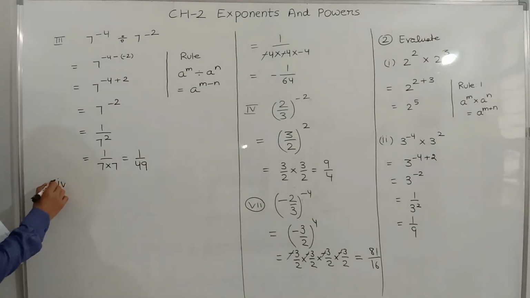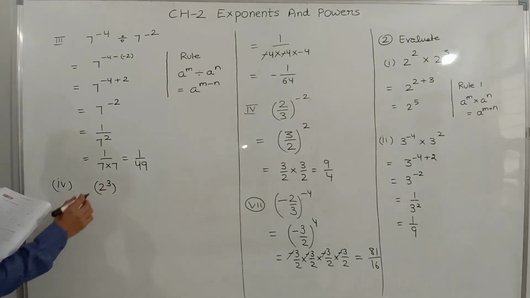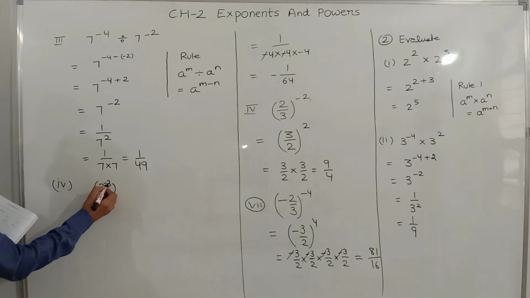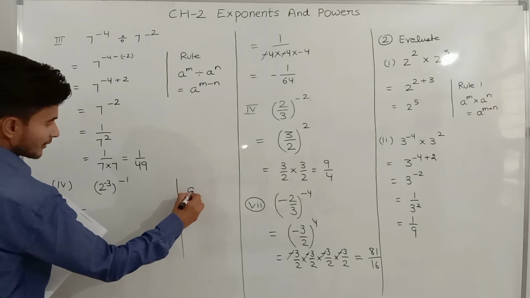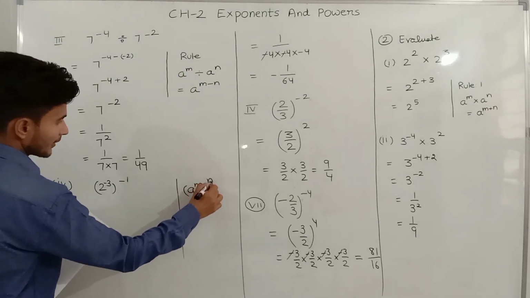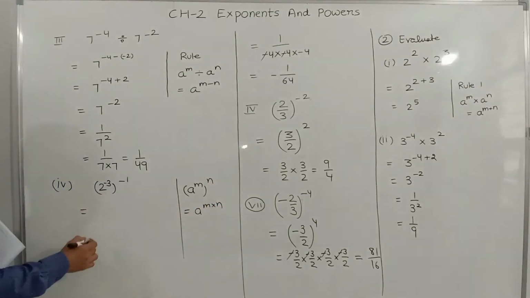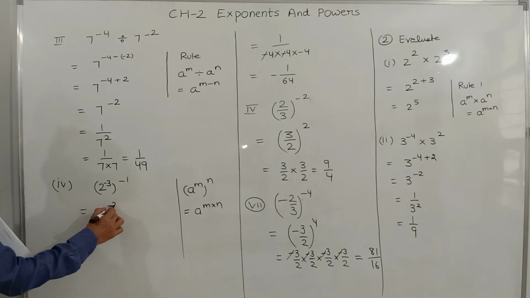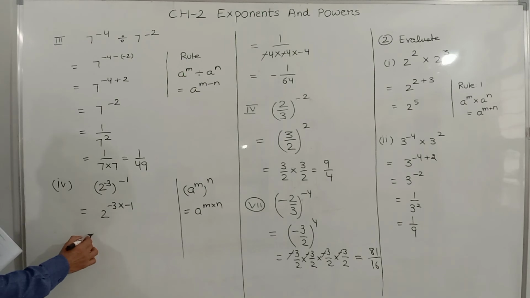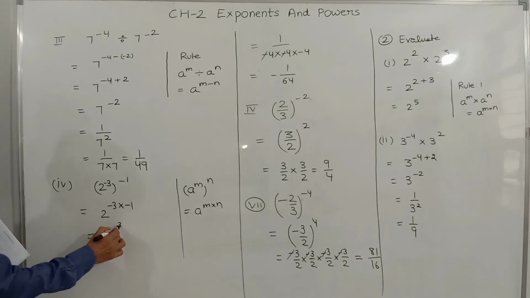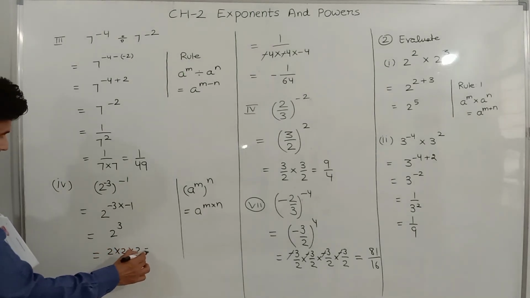Fourth part, that is 2 power minus 3 whole power minus 1. Which rule do you have to apply here? This one: if you are having a power m whole power n, then powers we have to multiply, a power m into n. So here also it will become 2 power minus 3 into minus 1. Powers we have to multiply, so minus minus becomes plus, 2 power 3. And the answer will be 2 into 2 into 2, that equals 8.